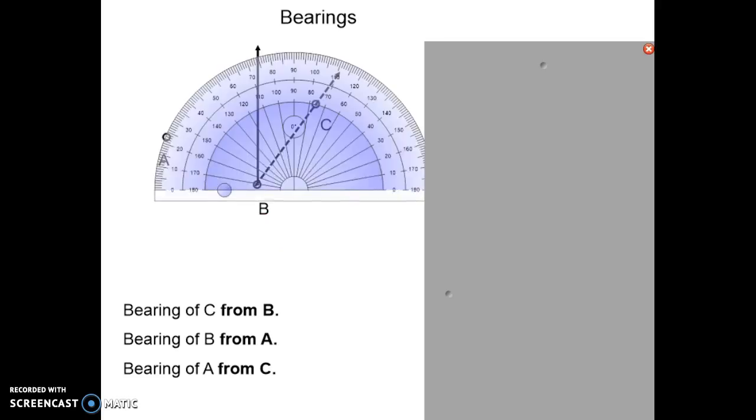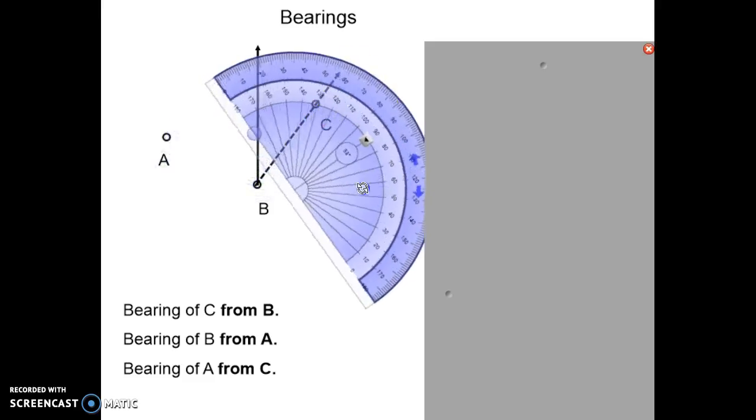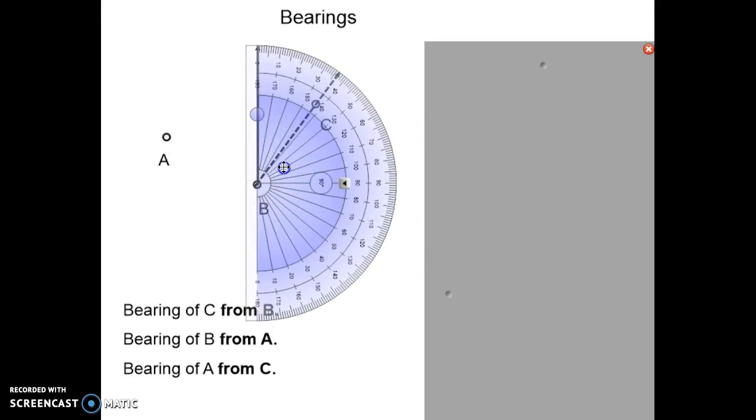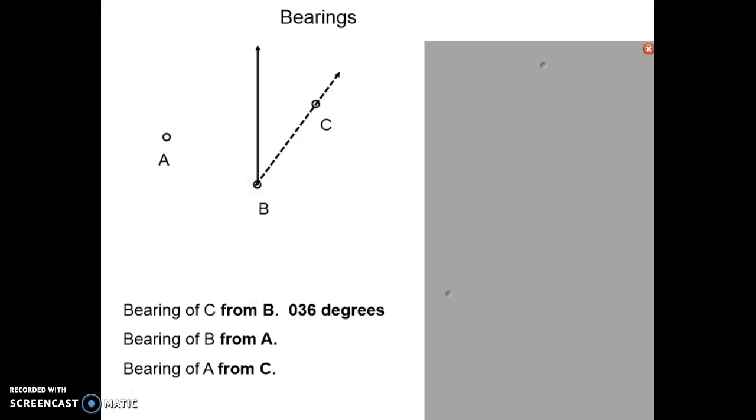the last thing we have to do is to measure this angle. So protractor goes on the paper with the 0 line lined up against north, and we measure this angle clockwise, and I can see that that's 36 degrees. So I'm going to write that in as 036 degrees because bearings have to be 3 digits. There's the first one done. Let's have a look at the second one.